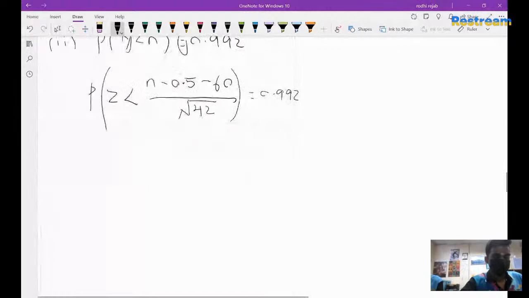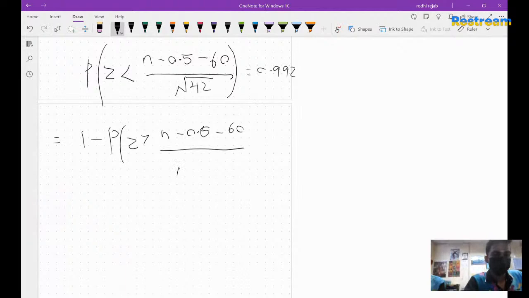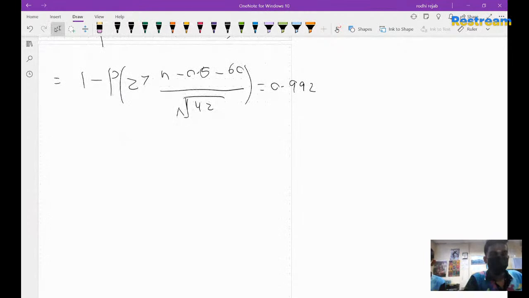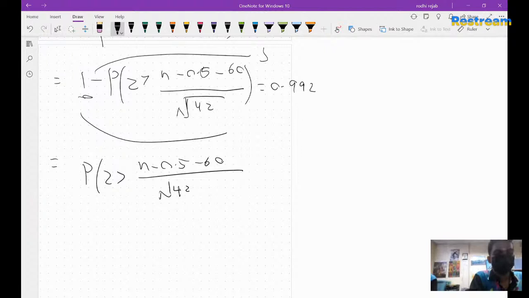Equals 0.992. All right. So this one equals 1 minus P, Z is more than N minus 0.5 minus 60 over square root 42, equals 0.992. Once we bring the 1 to the other side, we'll be left with P, Z is more than N minus 0.5 minus 60 over square root 42, equals 0.008.